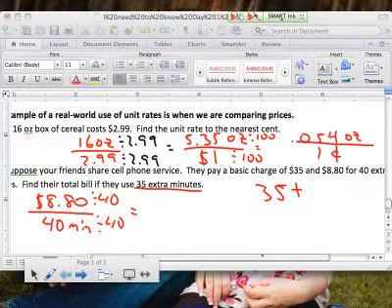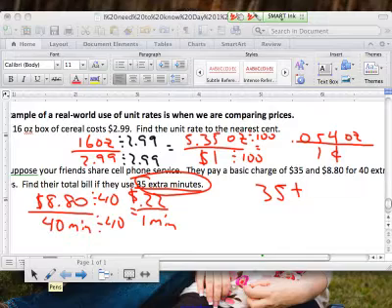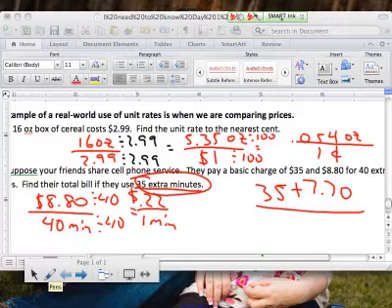So 880 divided by 40. Hopefully you have a calculator handy. If not, you can just go off mine. 880 divided by 40 is 22 cents per 1 minute. Well, obviously, if they use 35 minutes, I have to take 35 times that 22, and that's 770, so $7.70. I add it over here, and so the total cost is going to be 35 plus 7.70, which is $42.70.